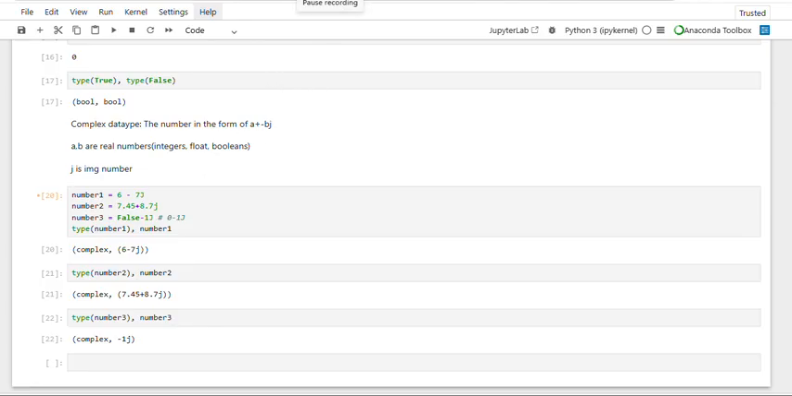Hope you got these things. We'll connect in the next session, where we will discuss something very important: string, list, tuple, set, and dictionary. Those are very important concepts. So get in touch. Thank you.